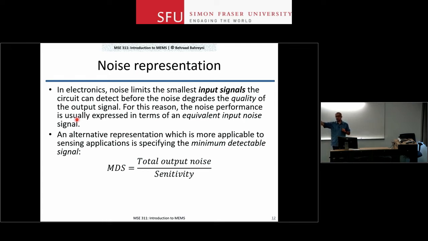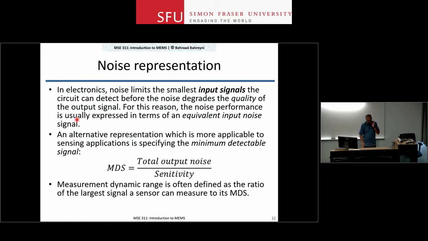So if your output noise is, let's say, 1 microvolt, and you're measuring the output of an accelerometer whose output is 1 volt per G, let's say that's the sensitivity of the electronics and MEMS combined, you can say that the equivalent acceleration, the minimum detectable signal at the input that would produce that 1 microvolt, is 1 micro G. So 1 micro G is going to be my MDS, my minimum detectable signal.